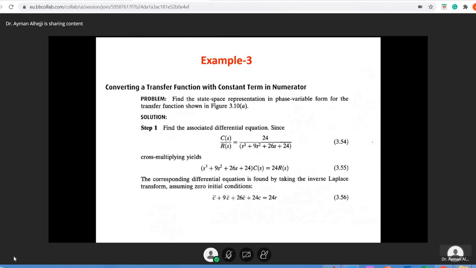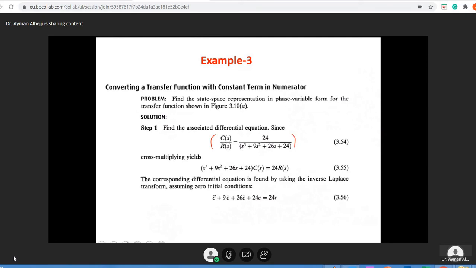With transfer function. Okay, and we need to get state space from this transfer function. So the opposite. Before, we had a state space and converted it to a transfer function. Now we need to convert from transfer function to state space. Okay, as you can see here, it's a third order system.